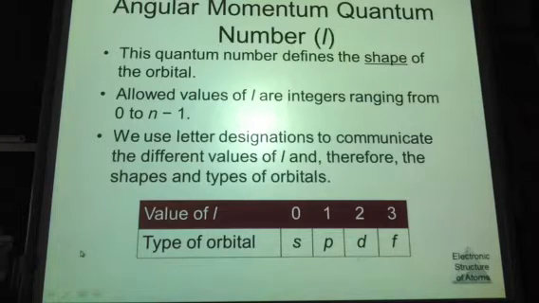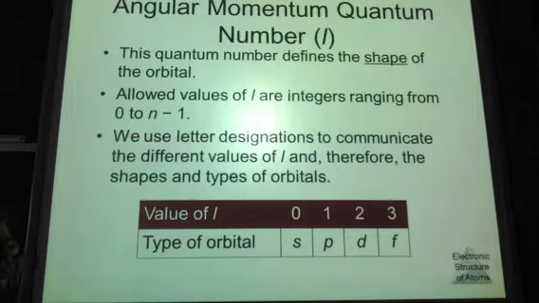Okay, second quantum number is the angular momentum quantum number. We symbolize that with a cursive L, actually. So this quantum number defines the shape of the orbital. We have 4 particular orbitals that we are interested in. Those orbitals are S, P, D, and F. In terms of their shapes, because remember, this is what designates the shape.